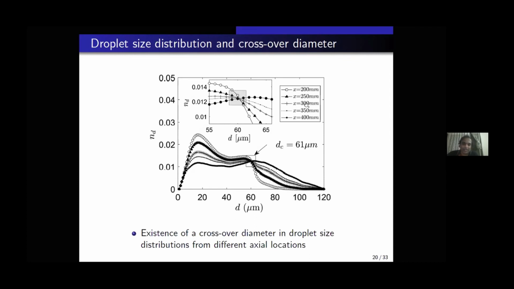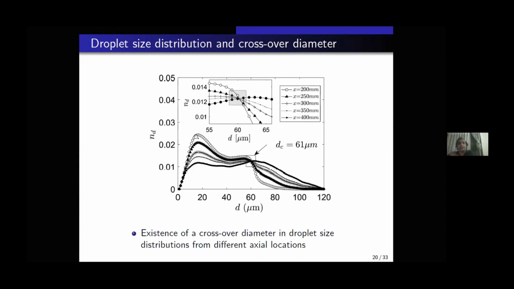Now, as you go to different axial locations, these are all measurements from a single experiment, and you do see a modification of the droplet size distribution. And interestingly, all these distributions seem to intersect at more or less a similar location. So these are droplet size distributions from multiple axial locations. They all seem to have a common crossover point or a crossover diameter. And what's happening for diameters that are smaller than DC, which is the crossover diameter, you have the numbers decreasing, and correspondingly the number of droplets with D greater than DC is increasing as you go to larger and larger axial locations.